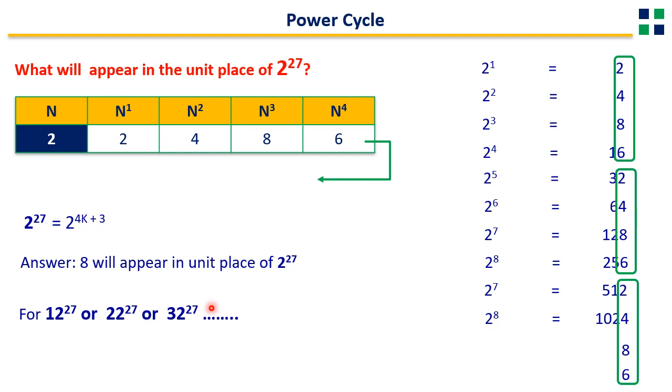So यहाँ पर 2 के पीछे क्या है, whether it is 3, 2, 1 और भी कुछ रहे, इससे फर्क नहीं पड़ता. Unit digit is important here. Okay. So for 12 to the power of 27 or 22 to the power of 27 or even 32 to the power of 27 or anything, everywhere 8 will appear in the unit place.